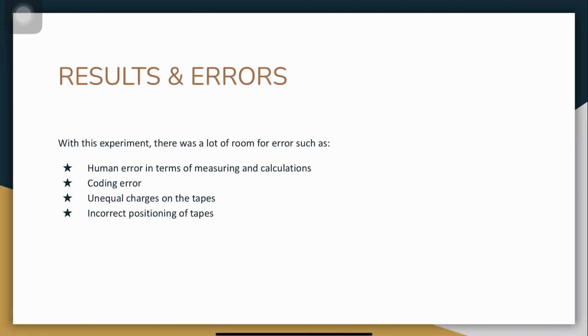With this experiment, there was a lot of room for error. There was definitely a possibility for human error in terms of measuring and calculations, coding error, unequal charges on the tapes, and incorrect positioning of the tapes.